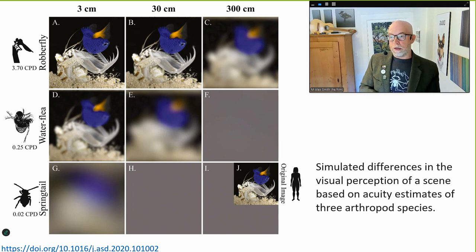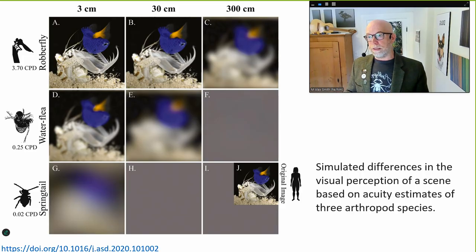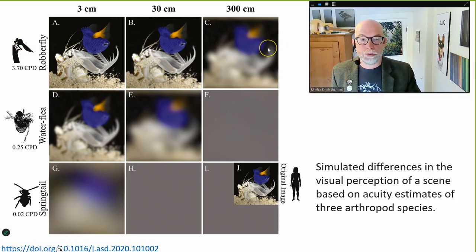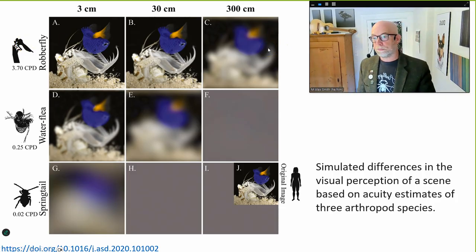And so the acuity may be compromised. Here again, we've got robber flies very close. They can see quite clearly. And then as you move farther and farther away, they become dimmer and dimmer.